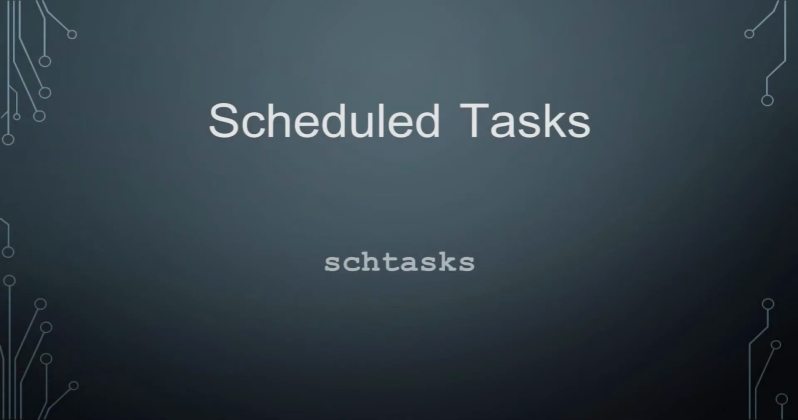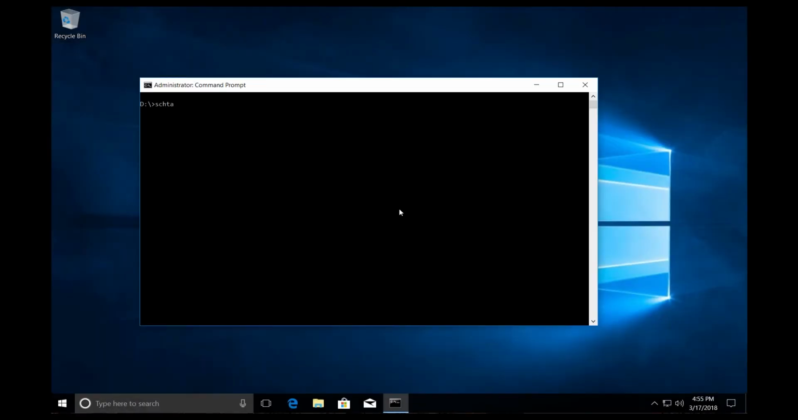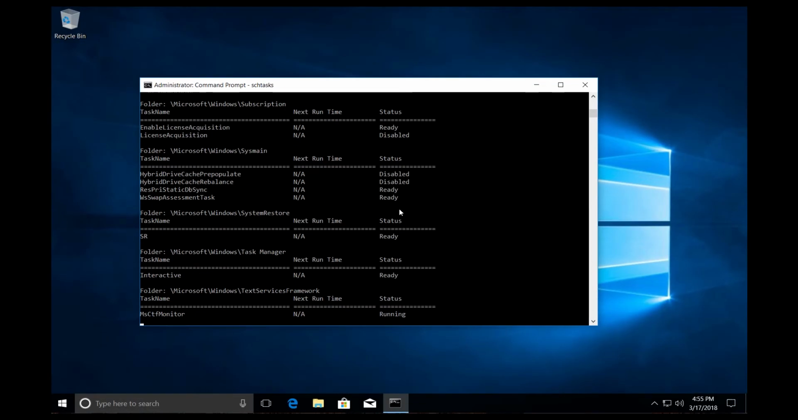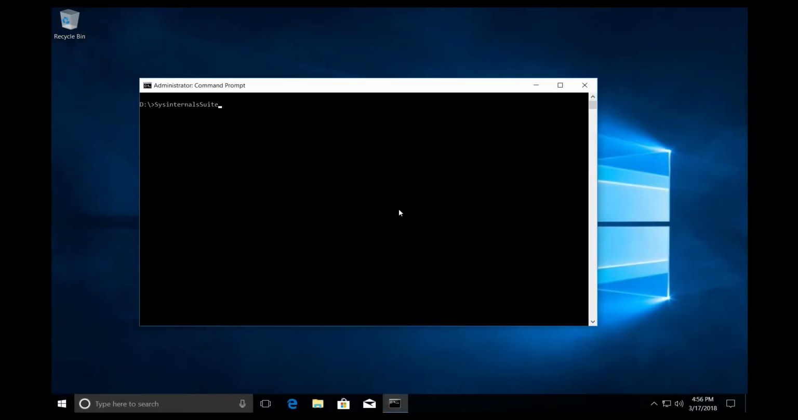Now we view any scheduled tasks using schtasks.exe, like so. We're checking because an attacker could use a scheduled task to maintain a backdoor. Now we list open files and the processes using them. This can be done with psfile, like so. Seeing open files might provide additional insight into what is taking place on the system.